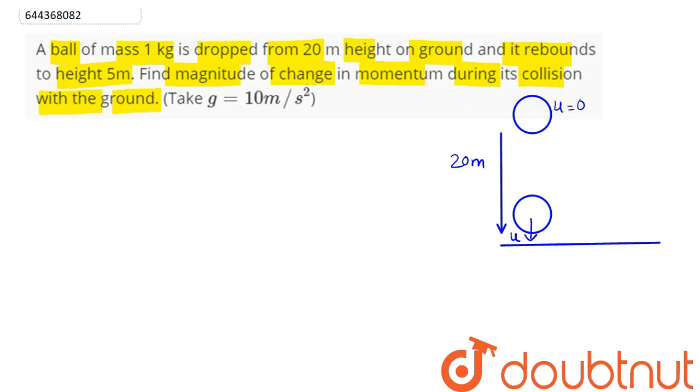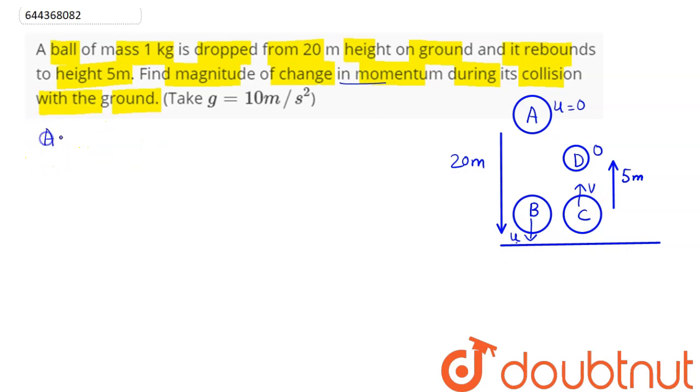After collision with the ground, this ball rebounds with velocity, we can say, v. So this velocity is v and it reaches a height, given in the question, of 5 meter only. After rebounding it travels only up to 5 meter height and finally comes to rest. So this is motion from A to B and motion from C to D. For change in momentum, we need the velocity values u and v.